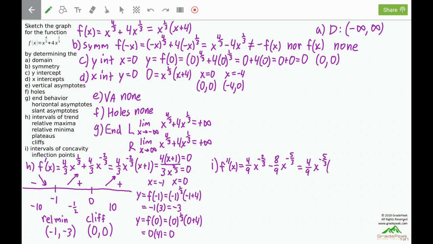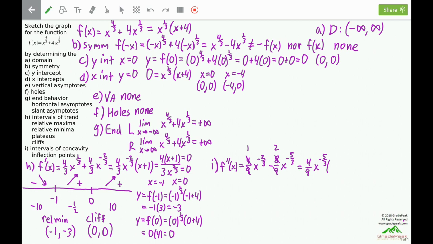Factoring that out, we'll leave, factoring out the 4 from the numerator, this will become a 1. This will become a 2. Factoring out a 9 from the denominator, each of these will become a 1. Factoring out the x to the negative 5/3.